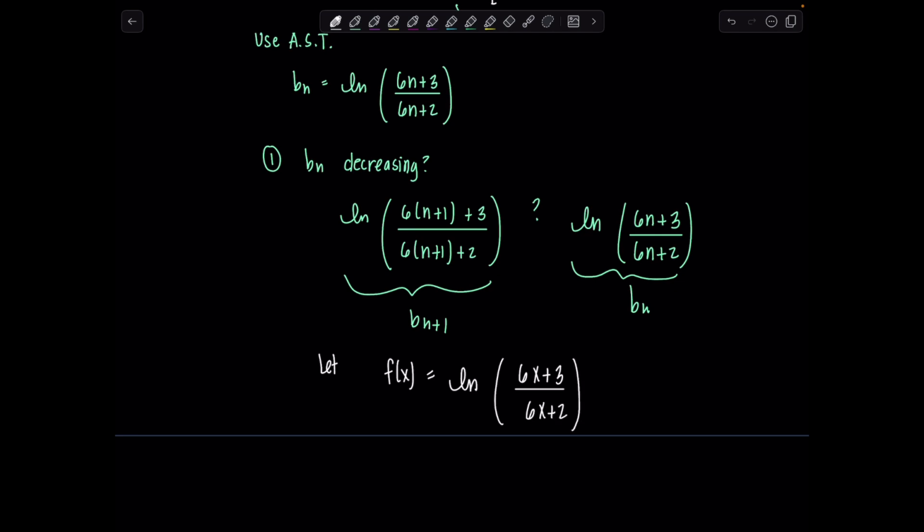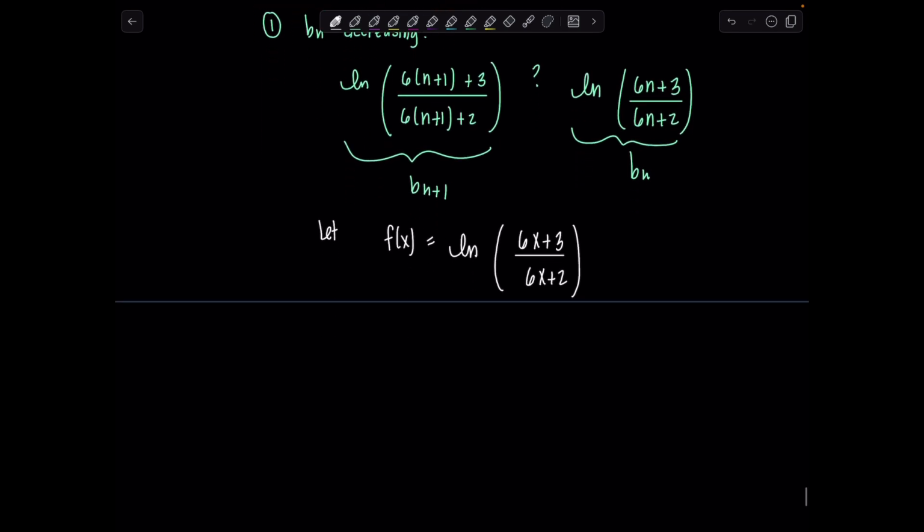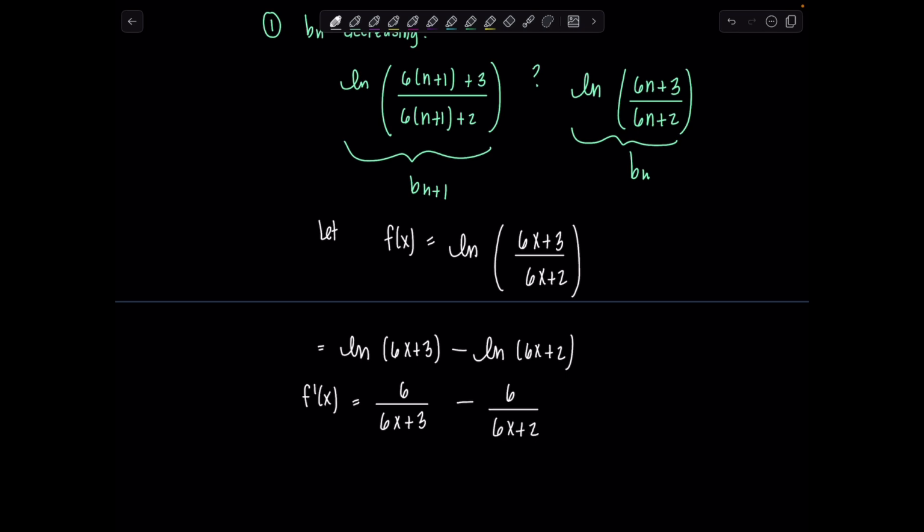And now let me take the derivative and see if I can determine whether or not it's always positive or negative. Now you can go ahead and just take the derivative, but since we have this lovely natural log, let's use our natural log properties and rewrite this first as ln(6x plus 3) minus ln(6x plus 2). And then when I find f prime of x, the derivative is much nicer. Derivative of natural log of (6x plus 3) is going to be 6 over (6x plus 3) minus the next term, don't forget that chain rule, 6 over (6x plus 2).